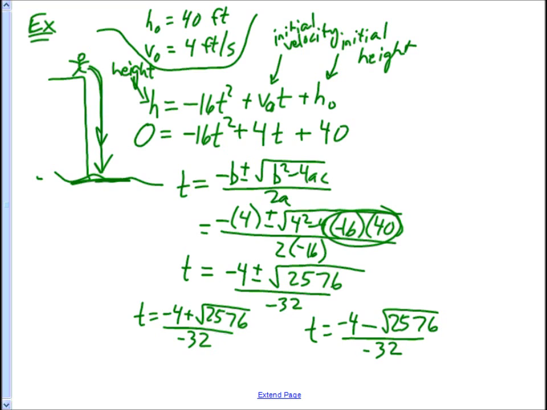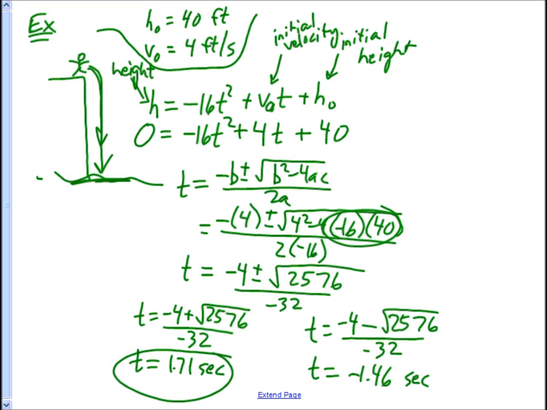Okay? So if you punch that in, this one ends up being 0.71 seconds. And this one ends up being negative 1.46 seconds. So I can't have two times here, right? Which one would it have to be? Well, it's got to be that one, right? That makes sense. 0.71 seconds till he hits the water. It's not going to be negative 1.46 seconds, is it? So that one makes sense.